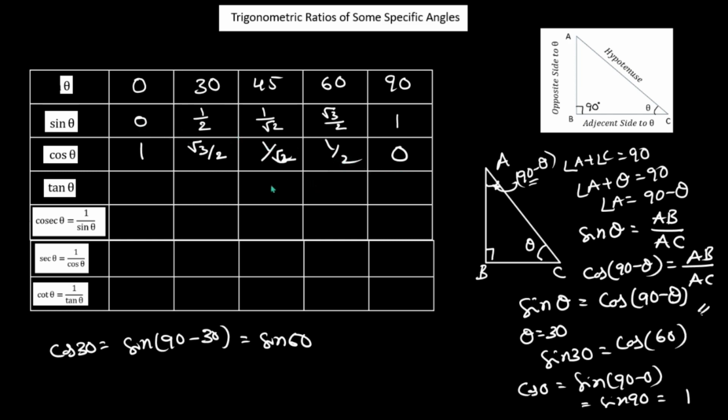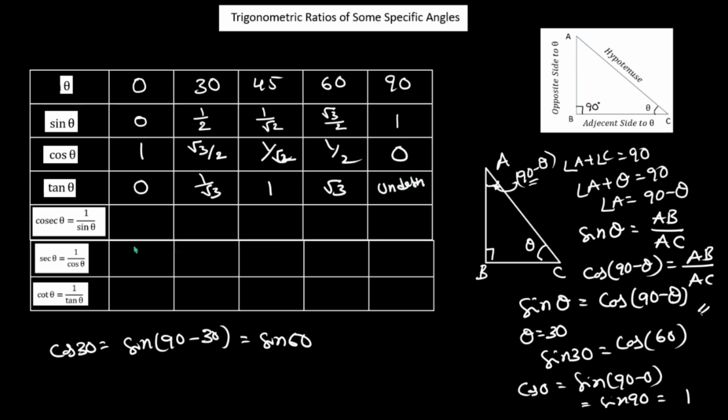Now, what about tan? Tan is sin theta by cos theta. Putting it here, 0 by 1 is 0. Then 1 by 2 divided by root 3 by 2, the 2s get cancelled, and it becomes 1 by root 3. Then 1 by root 2 divided by 1 by root 2 becomes 1. Here, root 3 by 2 divided by 1 by 2 becomes root 3. And 1 by 0 is undefined. Anything by 0 is called undefined.